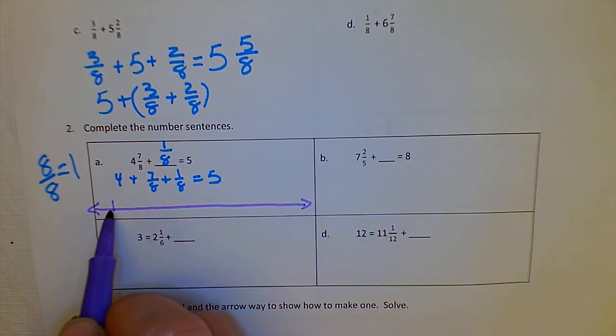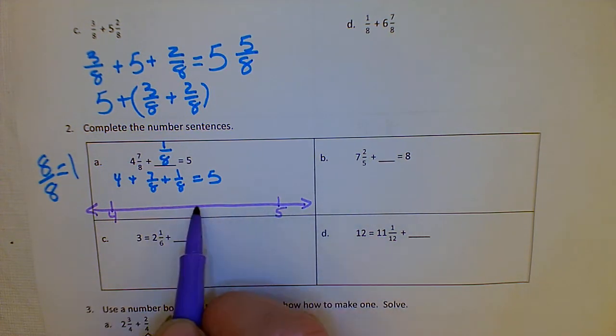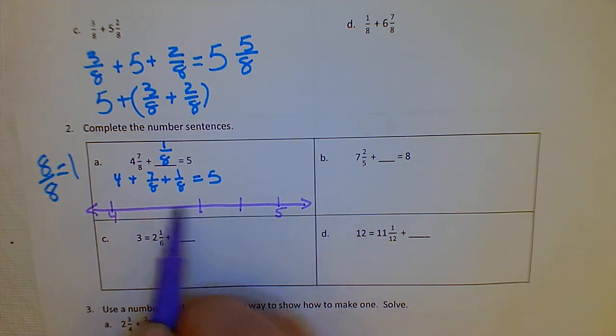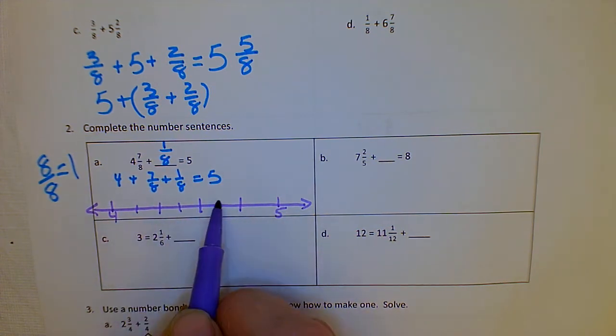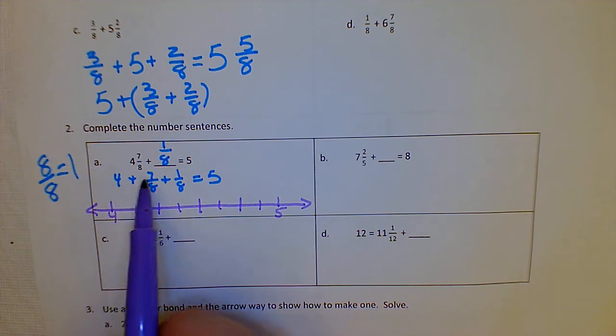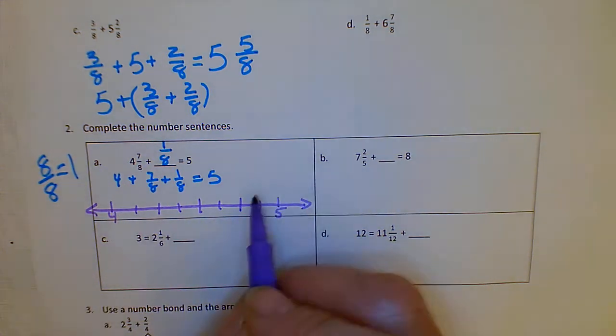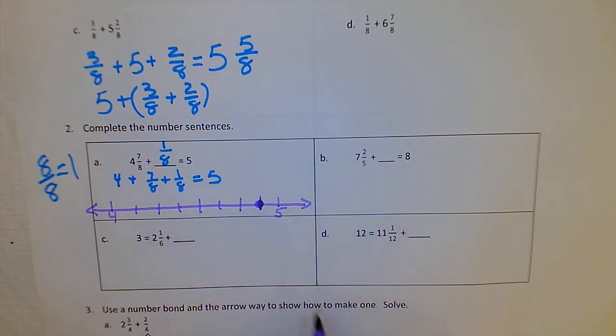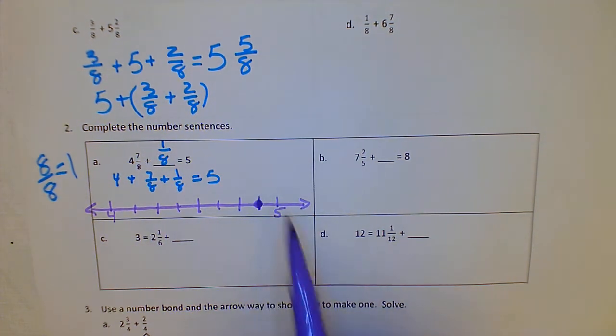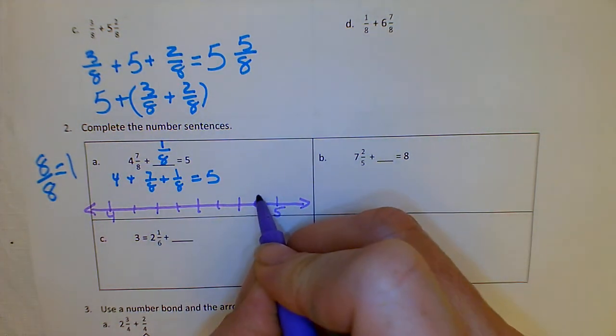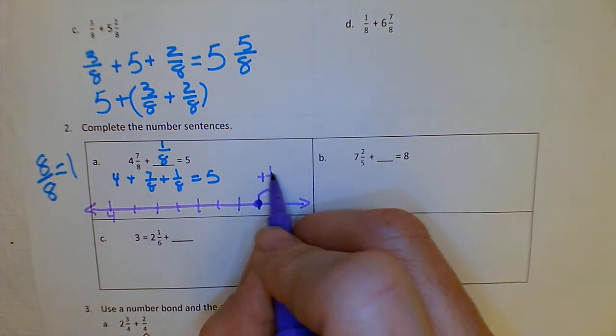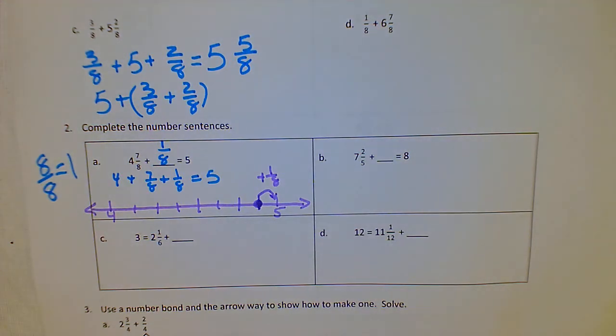So I would have started with my 4 and had my 5. And then I could have marked in all those 8ths. And I would have started at 4 7/8. So 4 and 1, 2, 3, 4, 5, 6, 7. And then you can clearly see that you just need that 1/8 more to get to 5. So you could have just modeled that it would be plus 1/8 to get to 5.